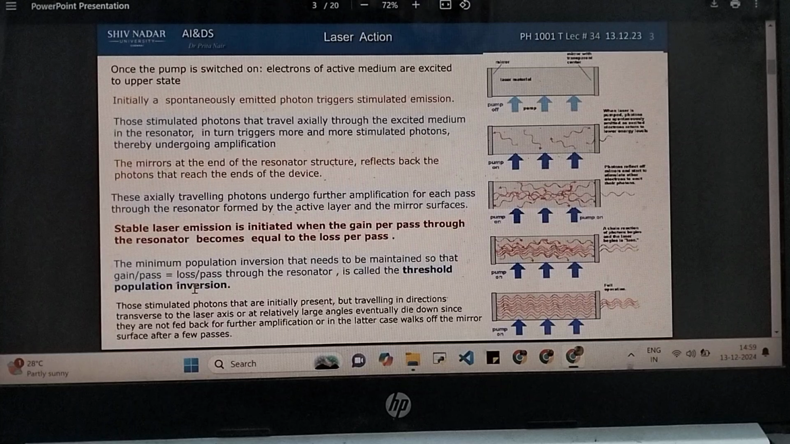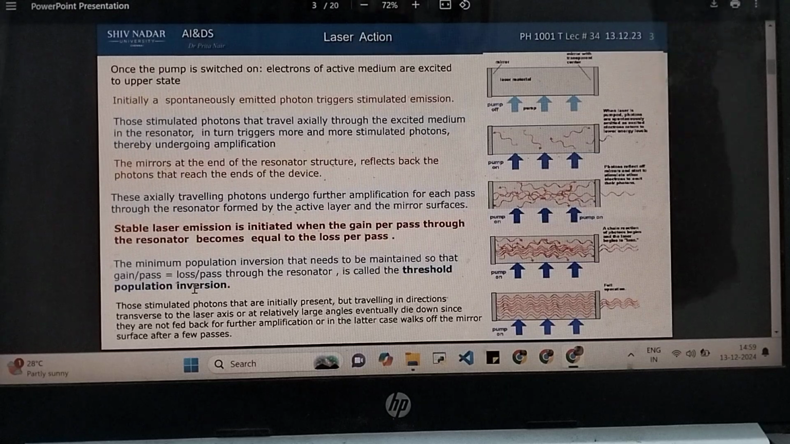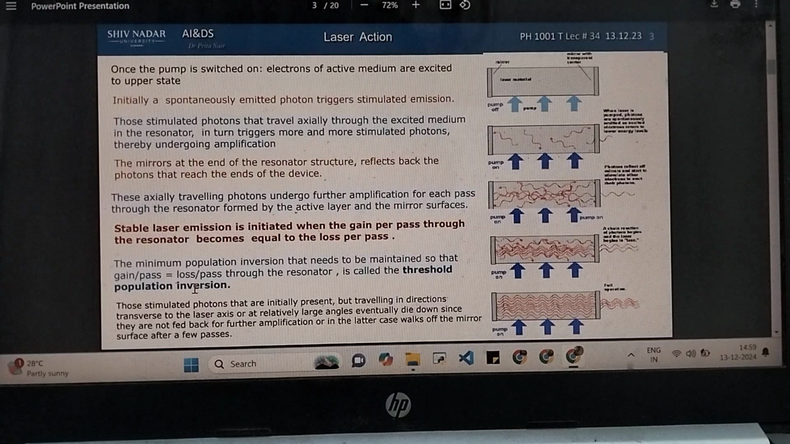Because spontaneous emission is, as the name suggests, spontaneous. It is not something quite in your control. So the loss per pass totally depends on spontaneous emission, and that is not something that can be controlled from external interference in any way. The gain, however, depends on a lot of factors, one of them being the population in the upper level. So if you want to make the gain equal to loss, or gain greater than or equal to loss, because that is when stable emission is achieved, you cannot change the loss. You can only make sure the gain is more.